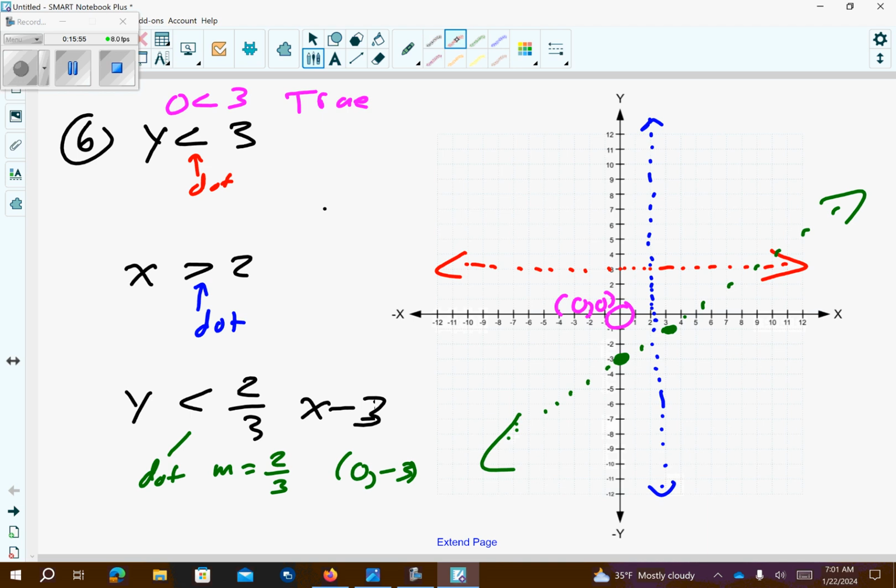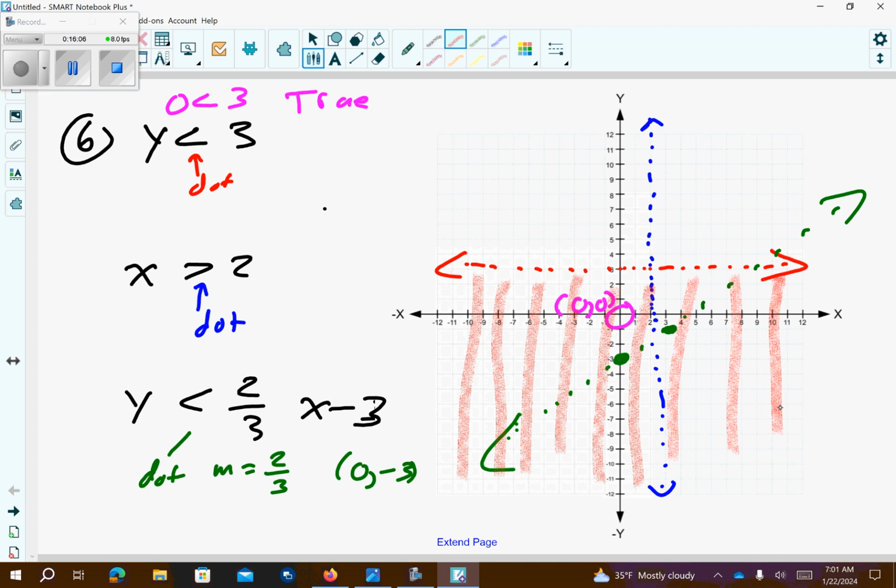Okay, so our red line is true. So that means I'm going to shade all down here, and I'm not going to fully color it in. I'm just going to show you what I'm going to do real quick. So that works for the red. Then I'm going to try the same thing with this one. Is 0 greater than 2? That's false. So for my blue line, I'm going to shade the opposite side of the blue line.